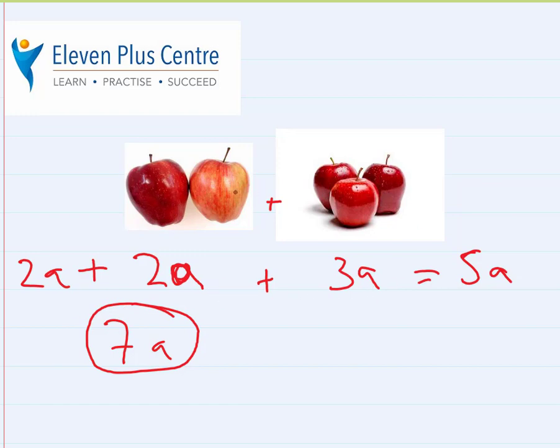So we're going to forget about the apples for the time being and just talk about the letters now. So we've got 2a plus 2a plus 3a, and in total we've got 7a. We're adding the numbers together. Okay, this is called collecting like terms.